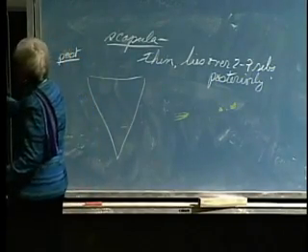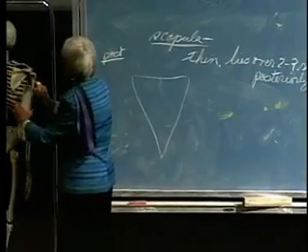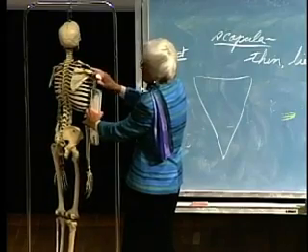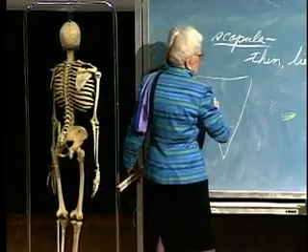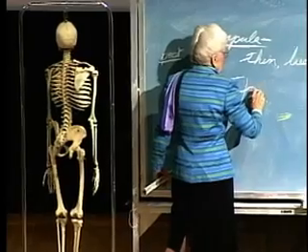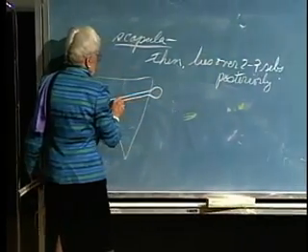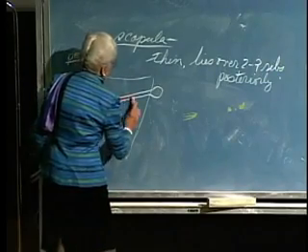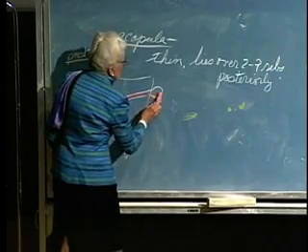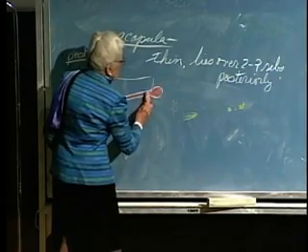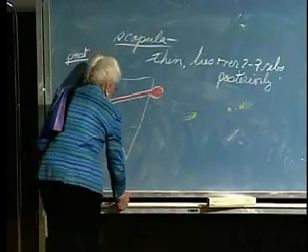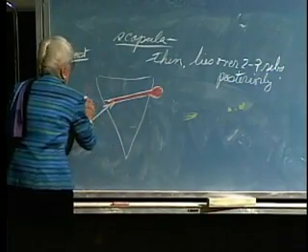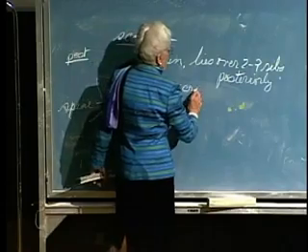We'll have the spine. Let's take this one. The spine of the scapula expanding into this acromial process. So we'll have the spine coming across and then expanding into an acromial process. Spine and acromial process.